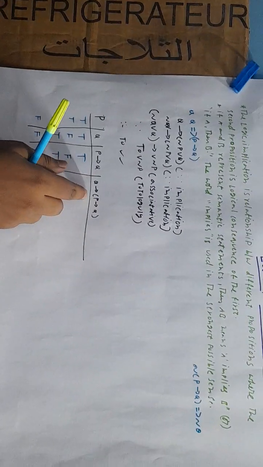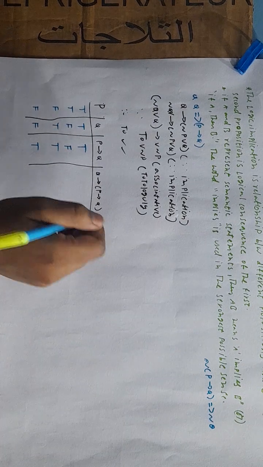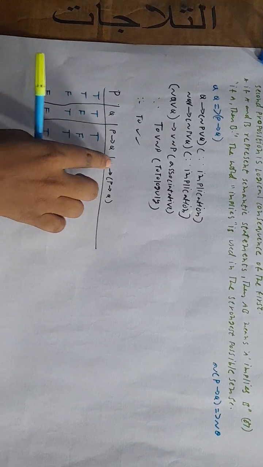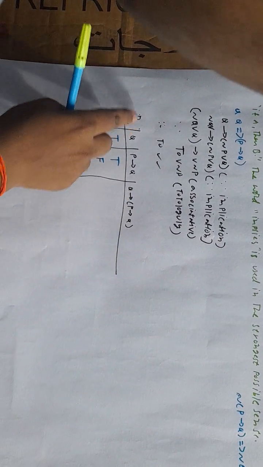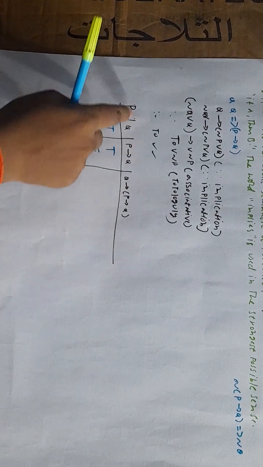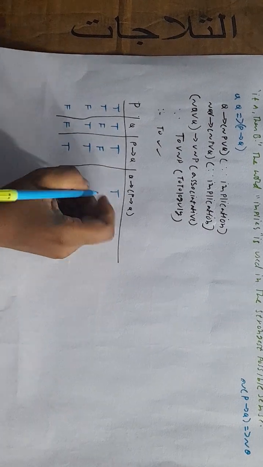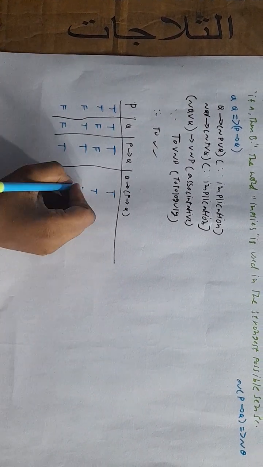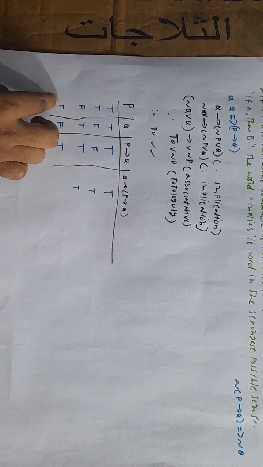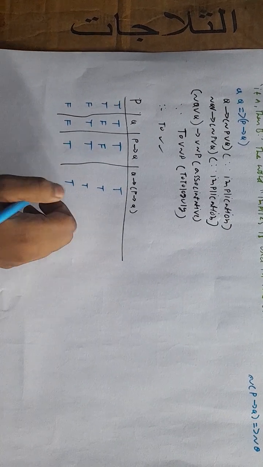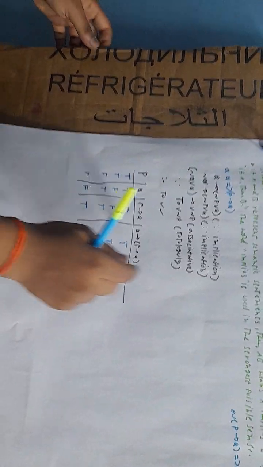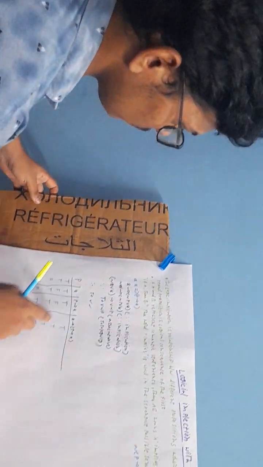Next, Q implies P implies Q. That means we have to take Q and P, these two. True, true, true, true, false, true, false, true, true, false, true, true. These are all true. That means the logic implication of the truth table is correct.